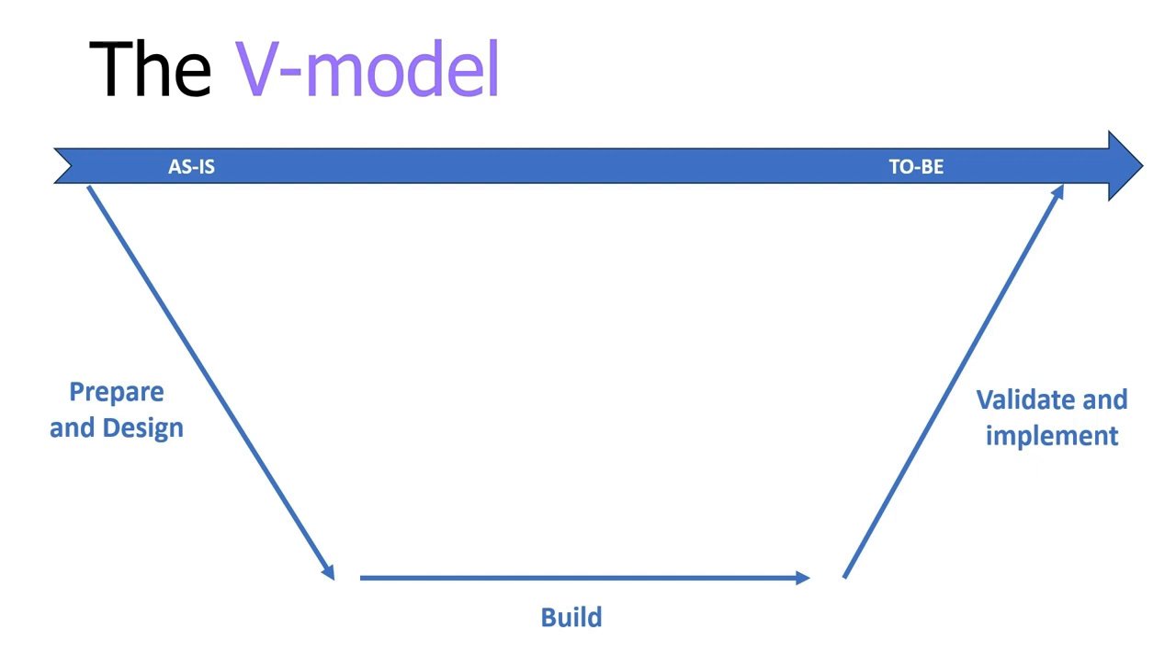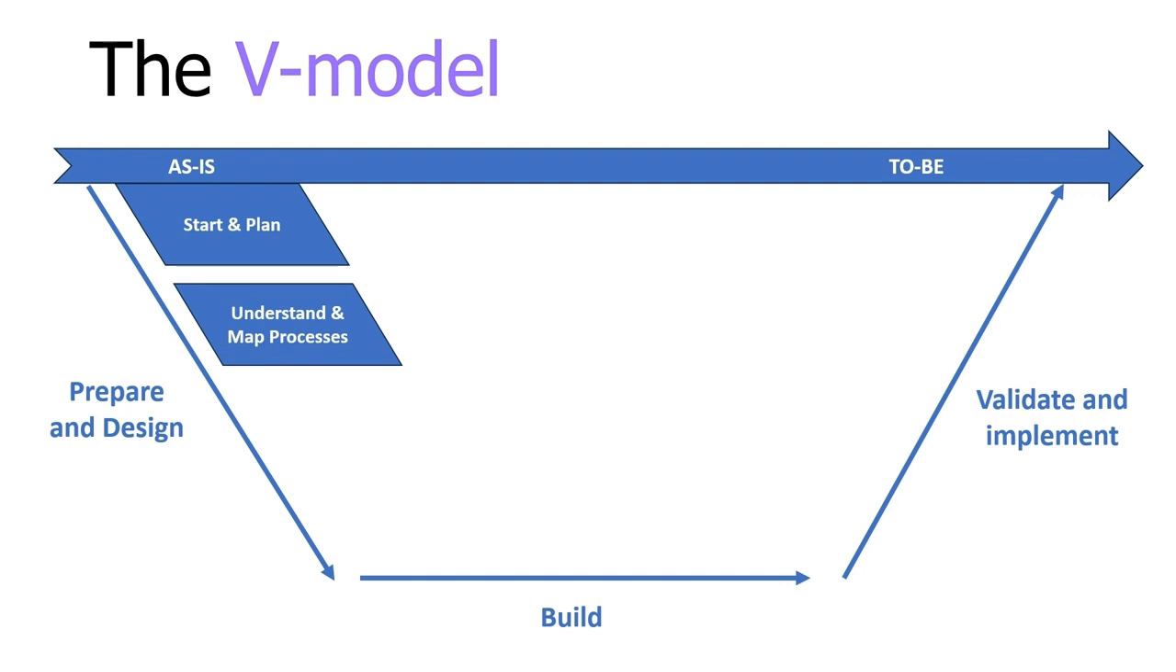The first phase is start and plan. Here we agree on the goals, scope, timeline, and roles for the project. It's where everyone gets aligned on the purpose and direction of the project. Next, we explore and map our processes. We look at how things work today and where improvements are needed, but also where the ERP system can help us to do things smarter. This is where business teams share insights and together with the ERP experts shape the future processes.